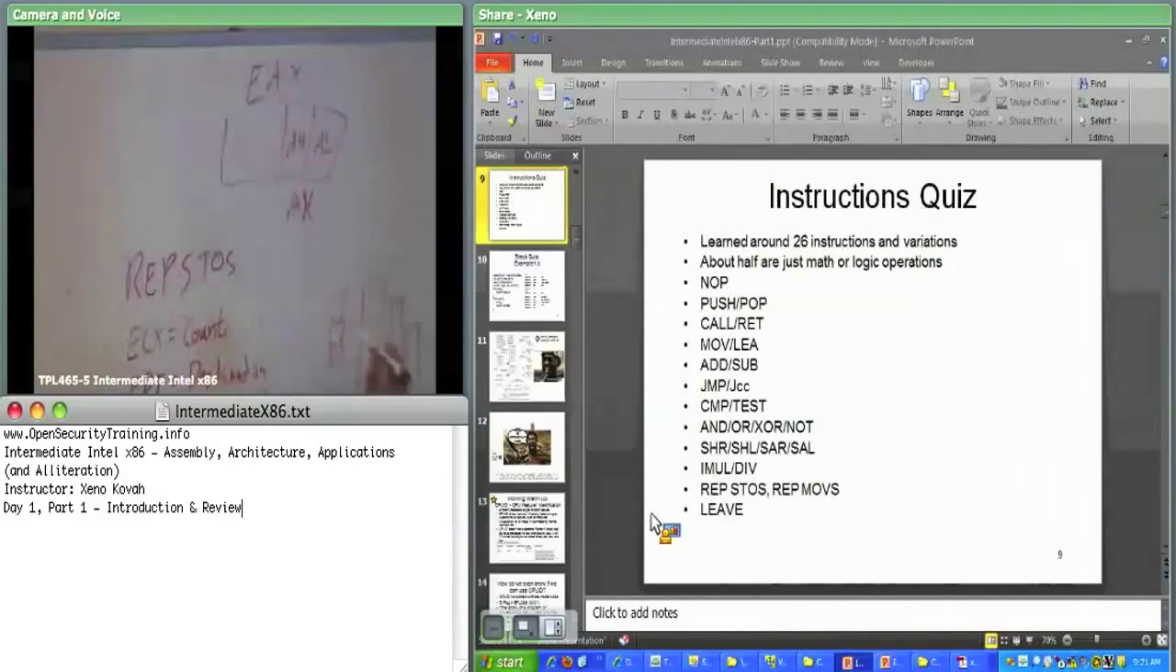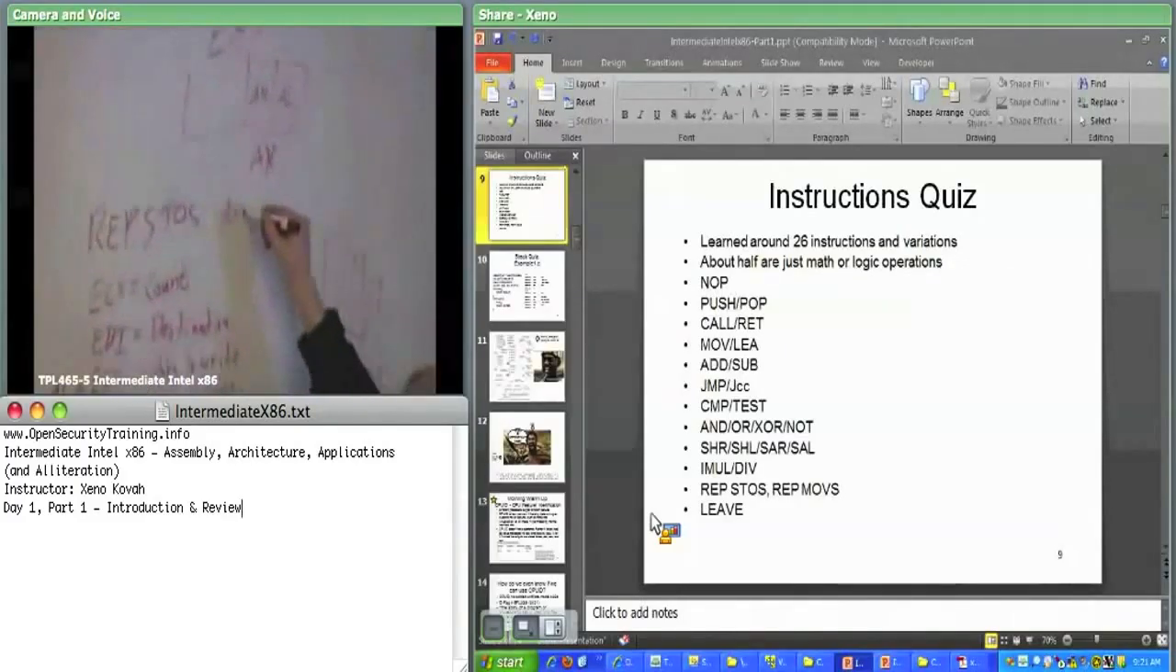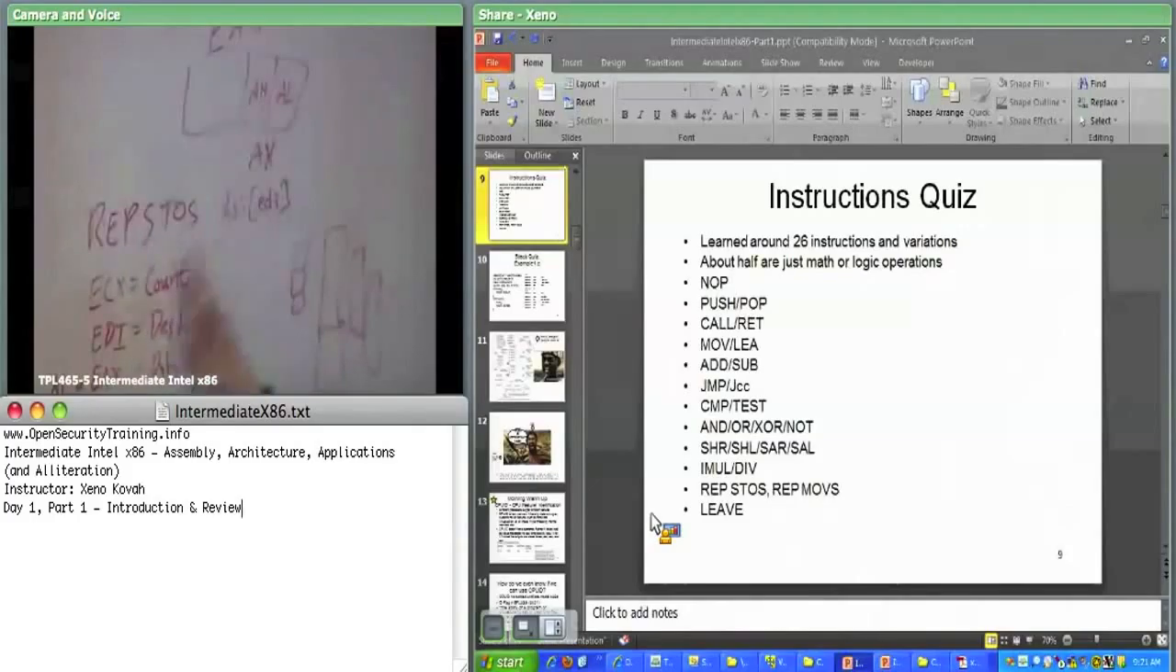And in reality, this rep stos is going to look more like rep stos with DS, which you don't know yet, but that's a segment register, DS, EDI, or something like that. And so it's really just saying EDI, write 4 bytes, and it's going to do this ECX number of times, storing to EDI, incrementing each time as it goes, storing whatever's in EAX.